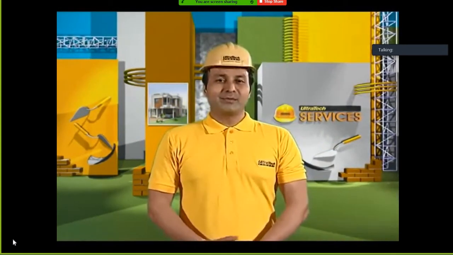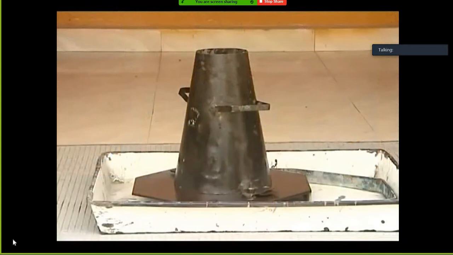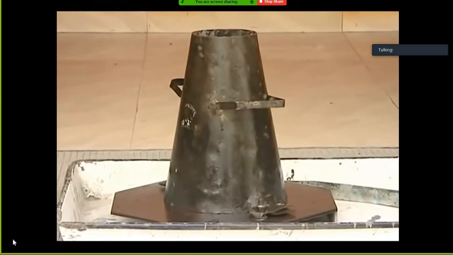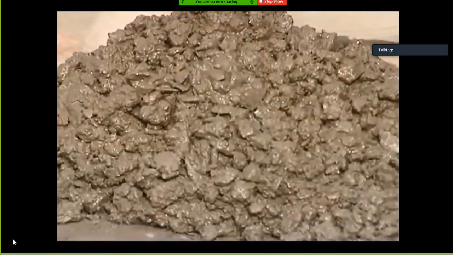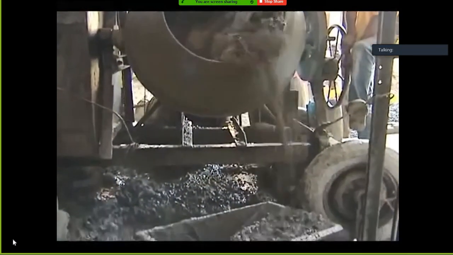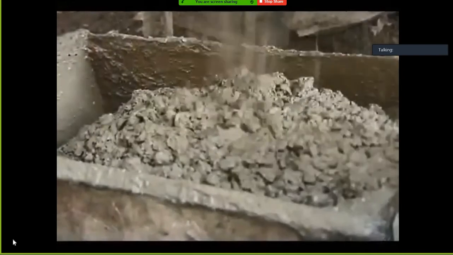The ease with which one can work with concrete is called workability. This can be measured using a simple test called the slump test. Let me show you the procedure. Slump cone test is a simple and popular test extensively used at sites to assess the workability of the concrete mix. The test should be conducted at the commencement of the concreting operations or whenever the workability of the concrete changes.